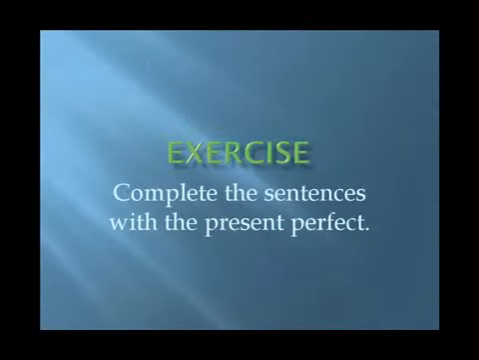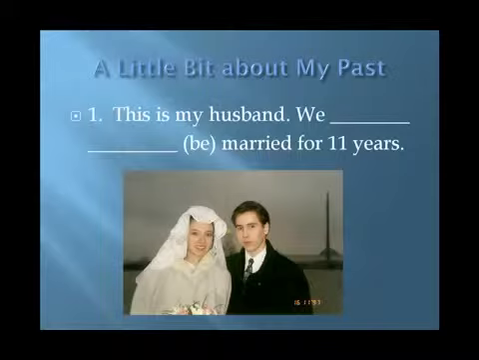Exercise. Complete the sentences with the present perfect. A little bit about my past. Let's do number 1 together. In the second sentence, we need to form the present perfect. Our main verb is be. What is the past participle of be? Been. Now we need to choose a helping verb.